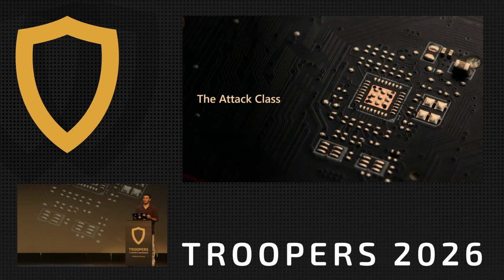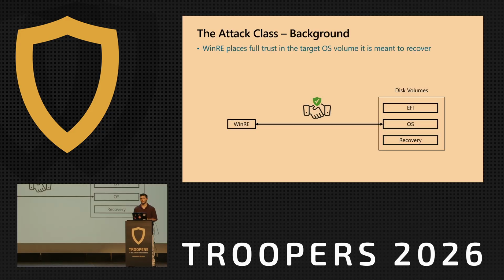So with better knowledge about WinRE, BitLocker, their intersection, and the security boundary as well, let's dive into the attack class internals. As we delved into WinRE and analyzed the way that it works, we found that WinRE places full trust in the target OS volume that it is meant to recover. As part of the recovery process, WinRE often reads sensitive configuration files directly from that target volume, assuming that they're out of an attacker's reach.